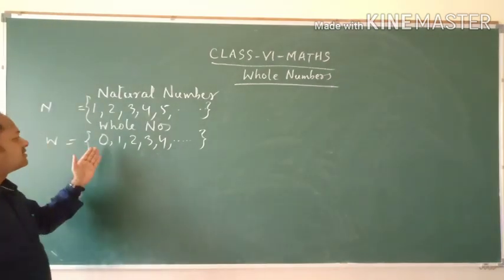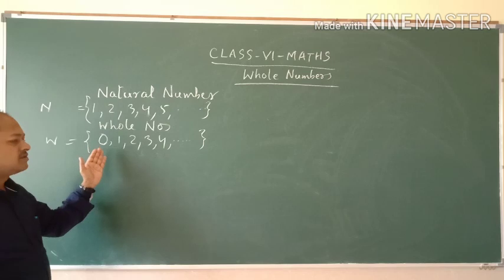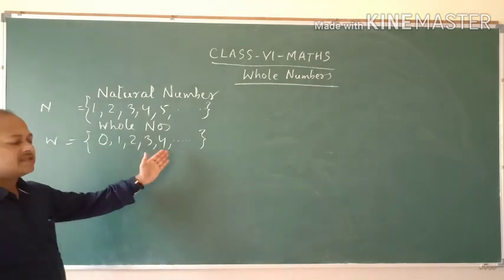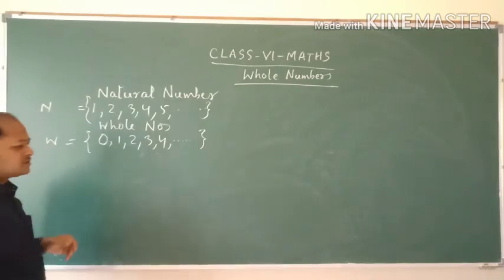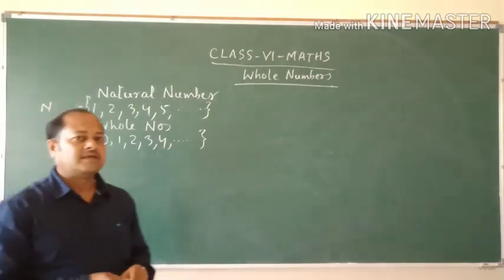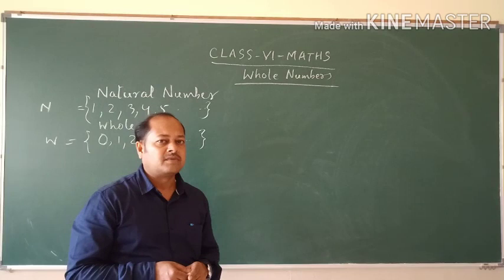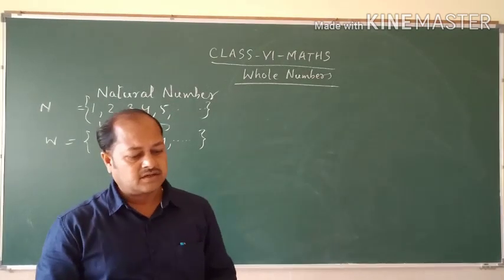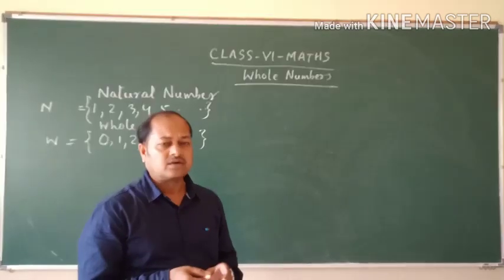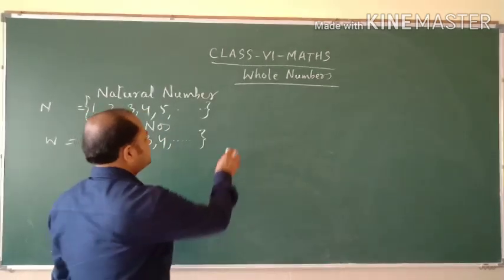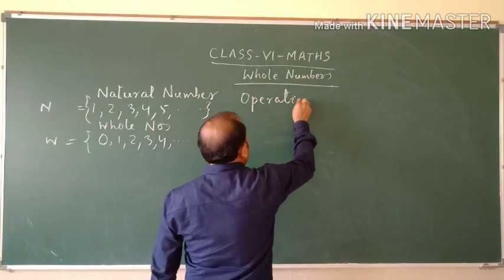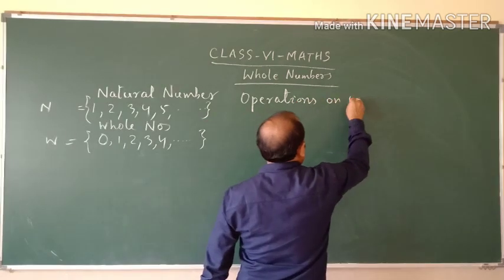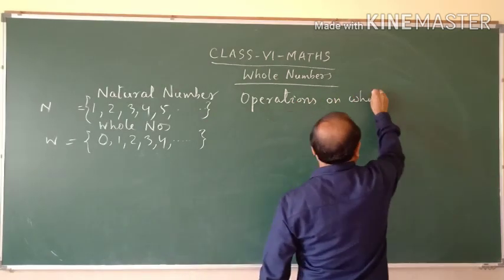The whole numbers start from 0, so 0 is the smallest whole number, and the largest is infinity. In this class we will discuss some properties of the whole numbers. So first are the operations on whole numbers.